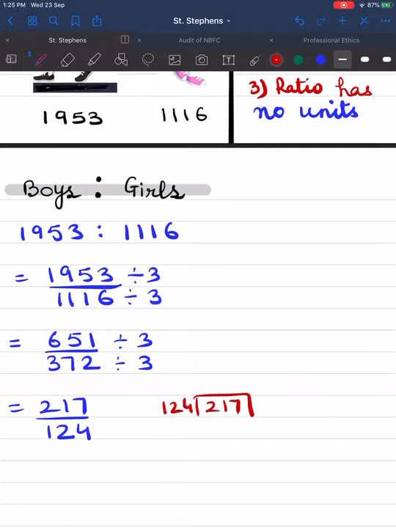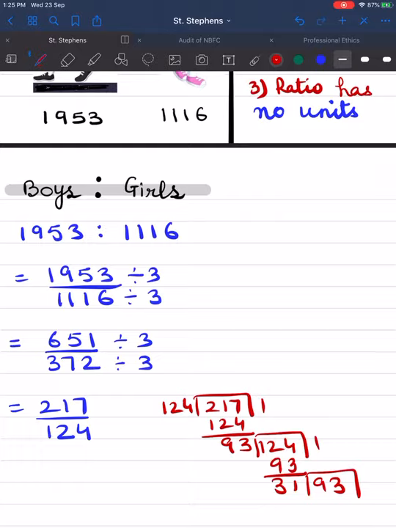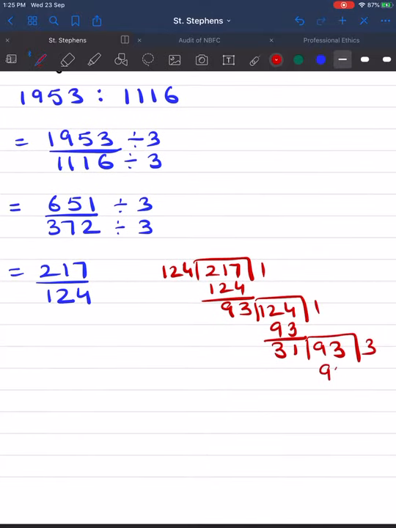So 124 ones are 124. Now here we get 93 remainder. Now we divide 124 by 93. 93 ones are 93. We get 31 remainder. Now we divide 93 by 31. Now 31 threes are 93 and we get remainder 0. So the highest common factor between the two numbers is 31. So let's cancel out common factor 31. And we get here 7 upon 4. So the ratio of boys to girls is 7:4.